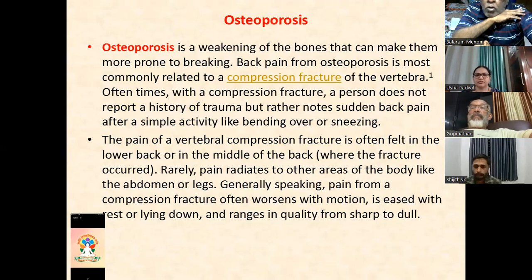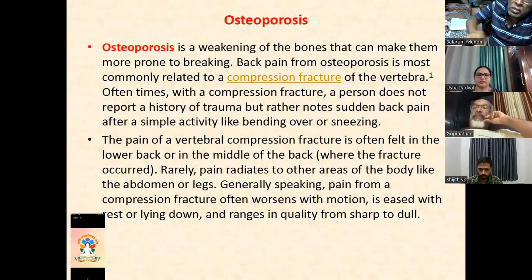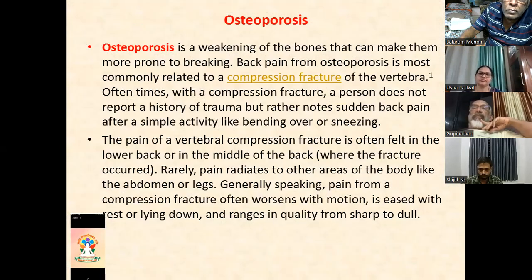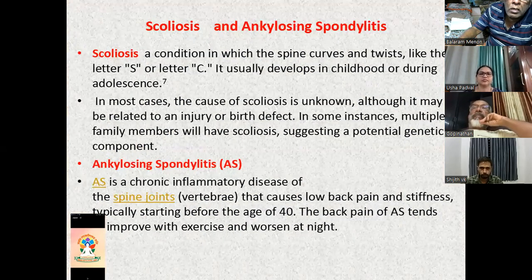The pain of a vertebral compression fracture is often felt in the lower back or in the middle of the back. Rarely the pain radiates to other areas of the body like the abdomen or the legs. Generally speaking, pain from a compression fracture often worsens with motion, eases with rest or lying down, and ranges in quality from sharp to dull. Okay.